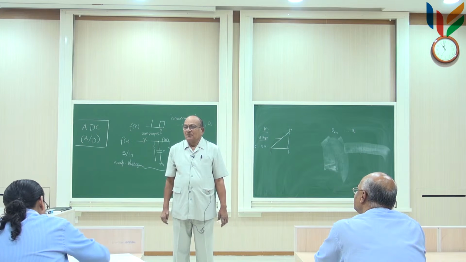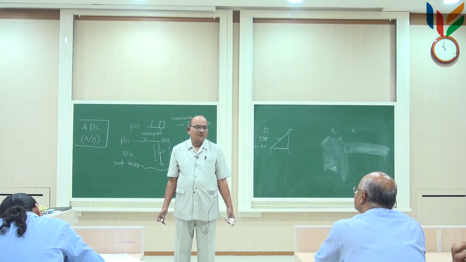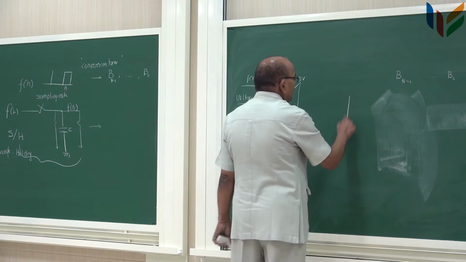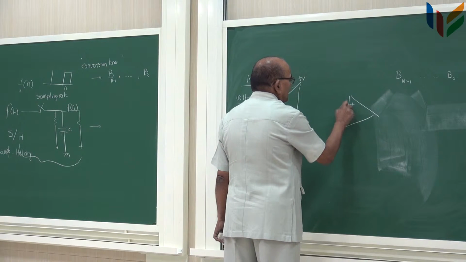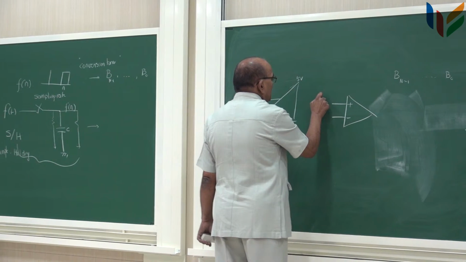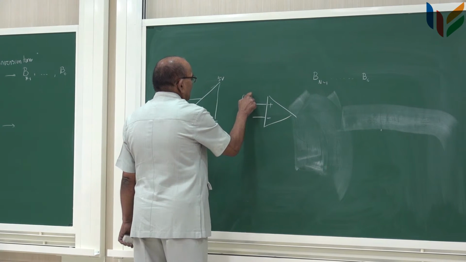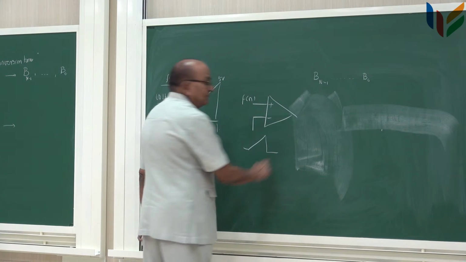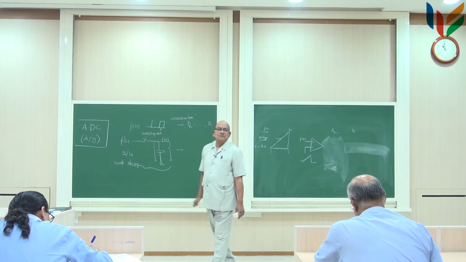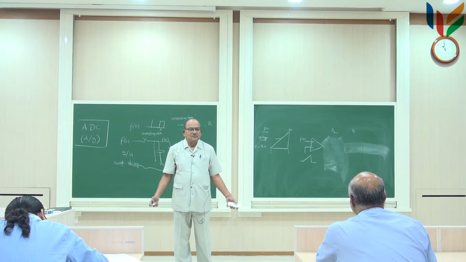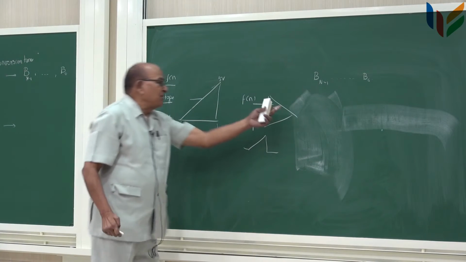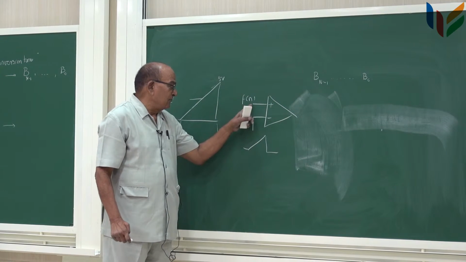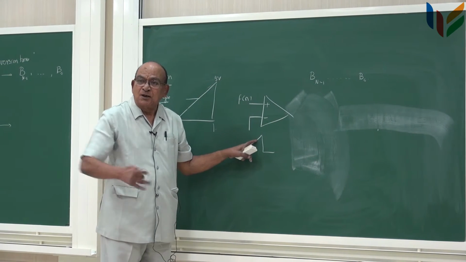Very simple. Comparator, right? You take a comparator and put this voltage here, and here you put a sawtooth. So it changes state when this voltage is equal to the 3 volts. When this reaches 3 volts, it will change its state.